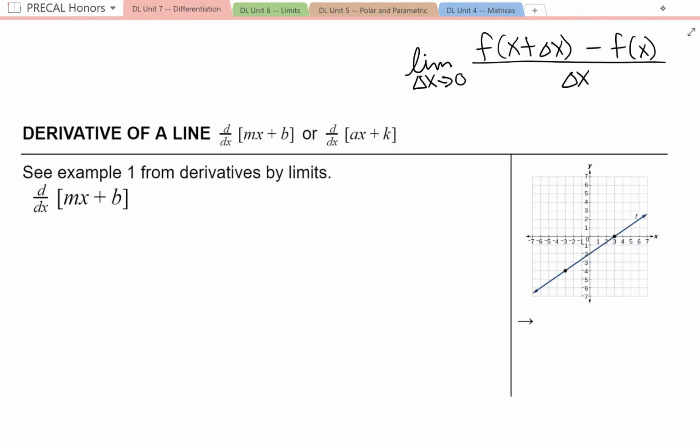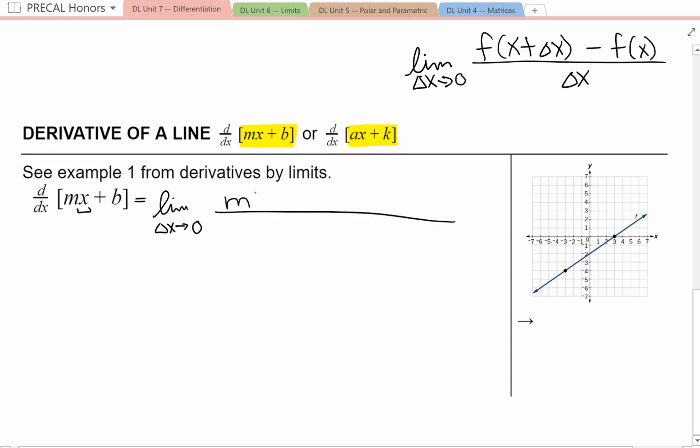To find the derivative of a line, we're going to plug in our most famous form, which is mx plus b. Looking at it more from a polynomial standpoint, you can call it ax plus k, or vertical shift k. I'm going to use mx plus b because that is the most familiar to us. So anytime you see x, you're going to input x plus delta x. So we should have m times the quantity x plus delta x, plus b, subtract the original function, mx plus b. Remember to subtract that quantity, distribute that negative.